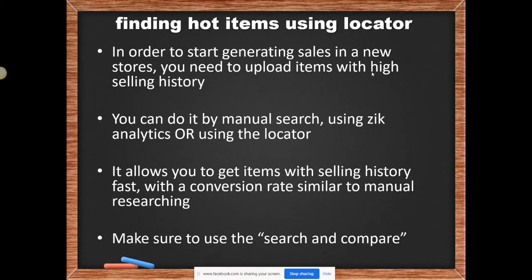So how do you do it? You have to start generating sales. Now it's like a catch 22, right? Because you need sales in order to establish yourself as a legit seller, but you won't get sales unless you do something about it. So the solution for this is really going for items with a high selling history, items that have sold at least, I say at least, 5 to 6 times over the past 30 days. And all of that information you can get manually, or using market research software like Zik Analytics.